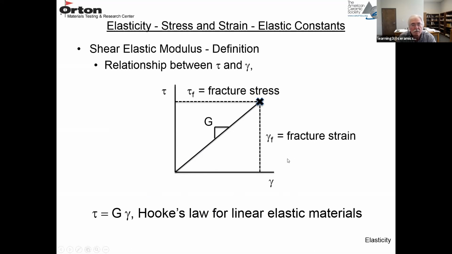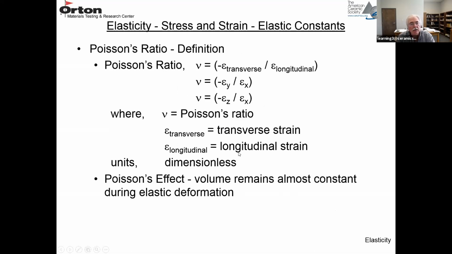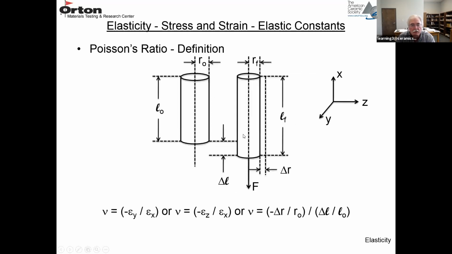So we have normal stresses and strains, shear stresses and strains. And there's one more elastic modulus value that we need to consider, and that's Poisson's ratio. So nu is Poisson's ratio. It's the ratio of the transverse strain to the longitudinal strain. So if we have a cylinder that has an initial radius R0 and an initial length L0, the axial direction will be X and the radial directions will be Y and Z.